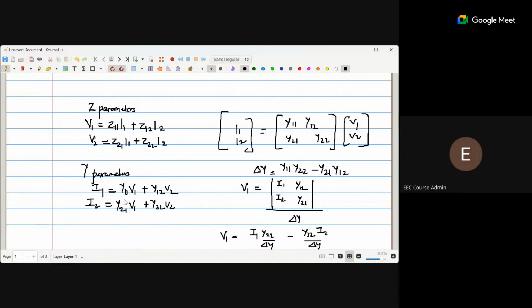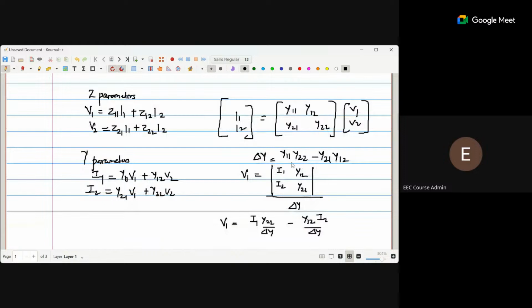Now in the matrix form, I have written this Y parameters as I1, I2 equal to Y11, Y12, Y21, Y22, the Y parameter matrix, then into V1, V2. Now the delta of this matrix will be Y11 into Y22 minus Y12 into Y21. Then these are all just the matrix concepts, nothing in relation with the circuits. So V1 will be now in this matrix I will be replacing the first column by this I1 I2. So I1 I2 I have replaced, the second column I have retained as such divided by this delta Y.